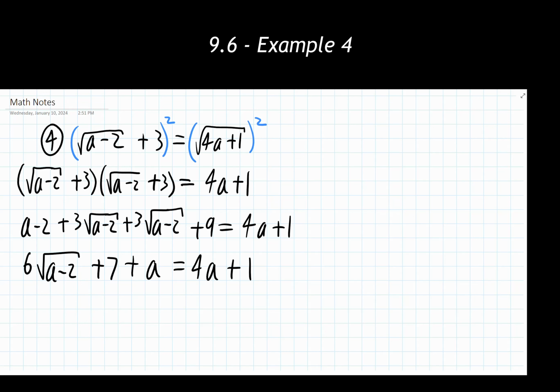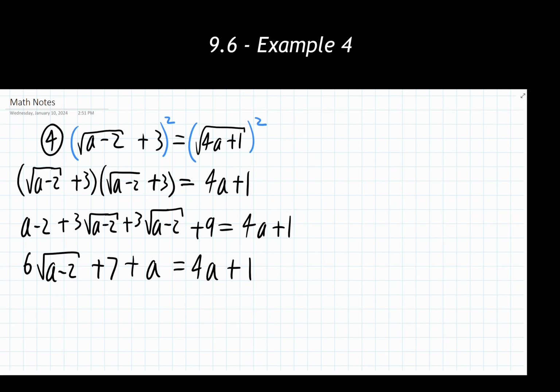We then repeat steps 1 and 2 as many times as necessary until all radicals are eliminated from the equation. So that means, going back to step 1, I need to isolate a radical term to one side of the equation. So I want to get this square root of a minus 2 all by itself. I want to get rid of all of this, and I want to get rid of this 6. My recommendation is to do the addition and subtraction first, and then we'll deal with multiplying or dividing at the very end.